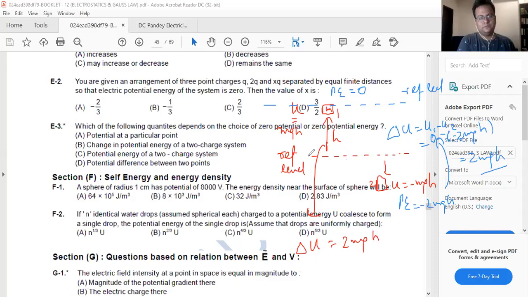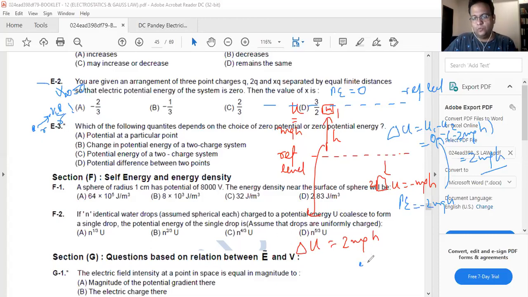See if you're clear with this. So whatever equation we write, KQ/R, there also we assume that potential at infinity is 0, the normalization of potential, and based on that we say that potential at that point is KQ/R. That is the idea.